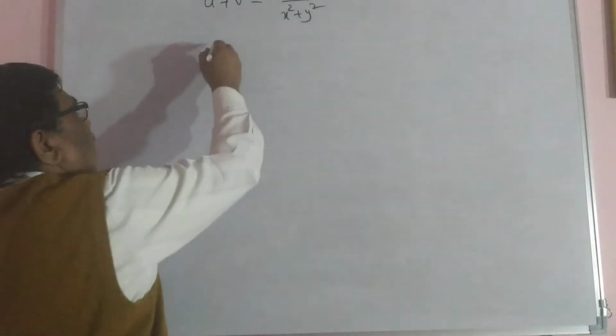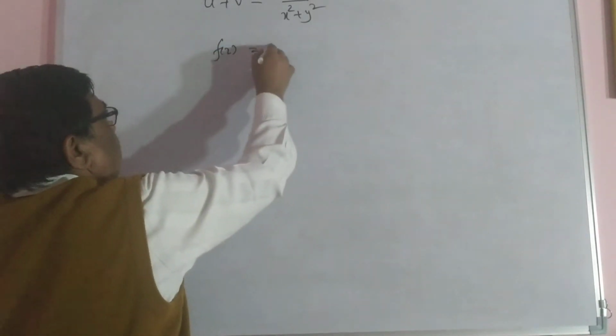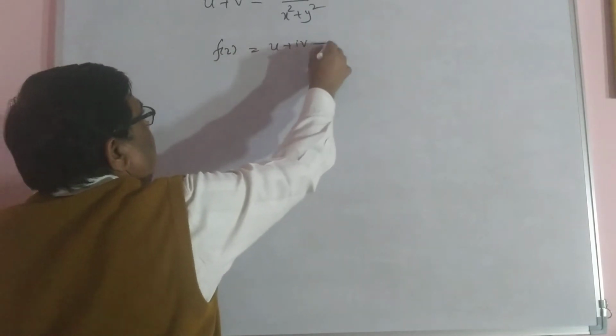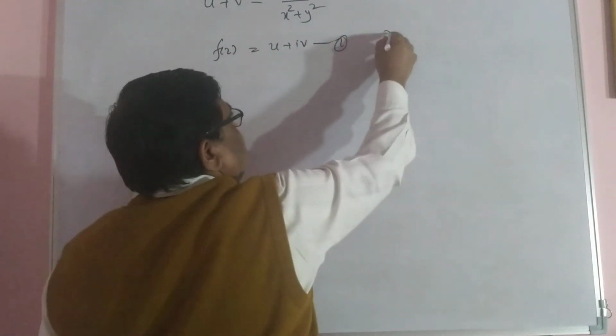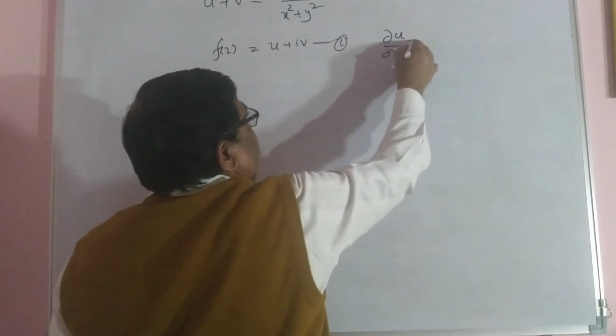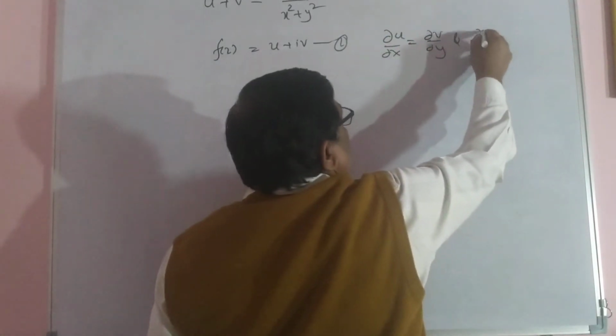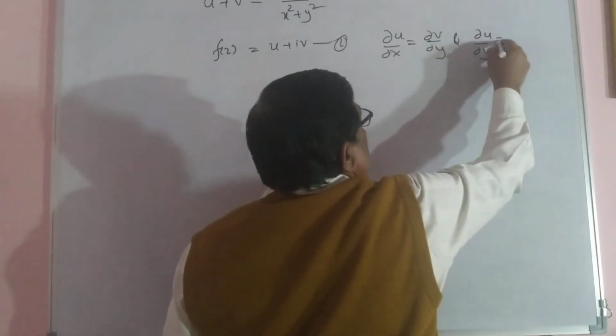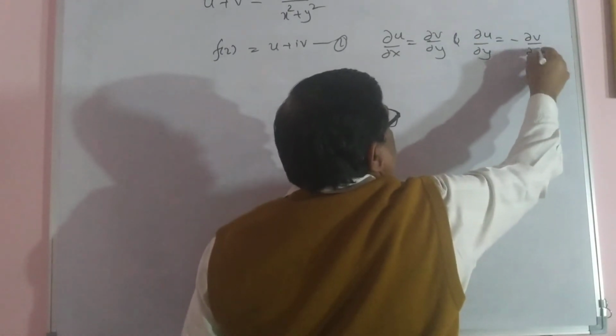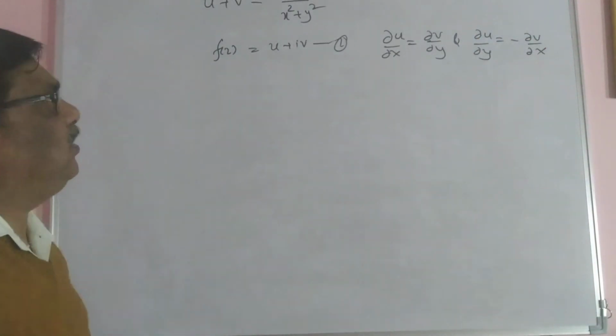So as usual, f of z equal to u plus iv. And the CR equation, as you know, is ∂u/∂x equal to ∂v/∂y, and ∂u/∂y equal to minus ∂v/∂x. So this is the CR equation.